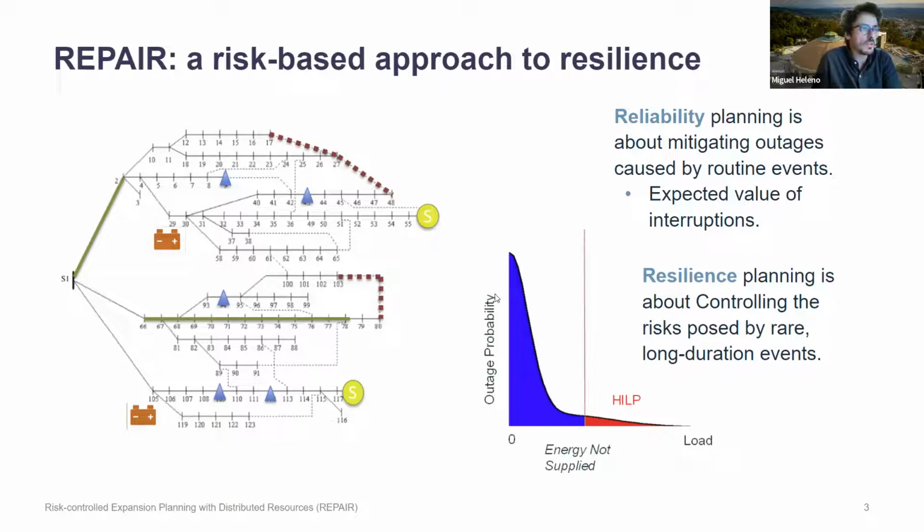So when we look at the expected value of this curve, we are capturing the reliability metrics. When we look at the tail of the distribution, this is where the events that are very impactful are, so they take a significant part of your consumers out, but they are very rare, so the probability is very low. This is where the extreme events are. So this is the tail of the distribution, and according to the definition of this project, we define resilience as the ability to control this curve.